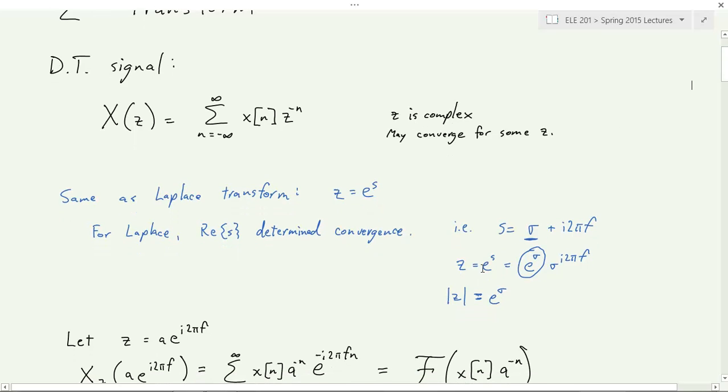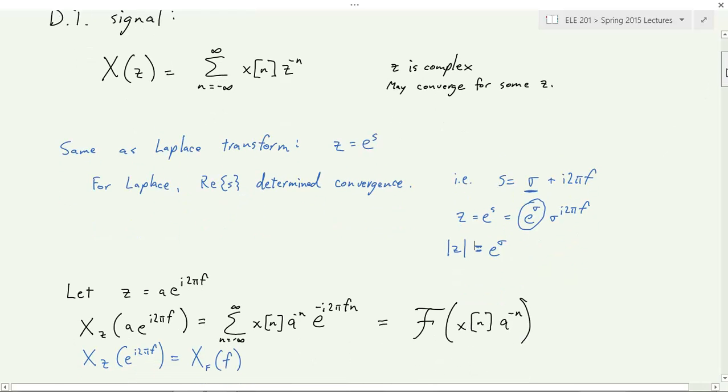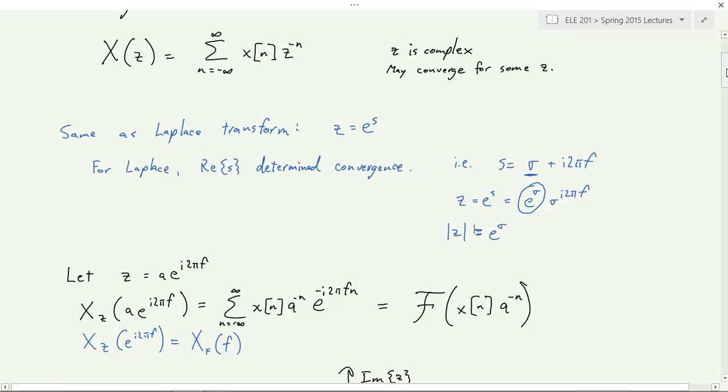So really, if z equals e to the s, which would equal e to the sigma times e to the i2 pi f, I'll correct that, then the magnitude of z is e to the sigma. So sigma determined if the Laplace transform was going to converge, and we'll see that the magnitude of z is going to determine if the Z transform converges for this exact reason.